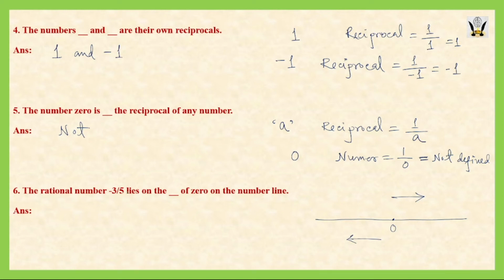That means here the question is minus 3 by 5, so it is a rational number and it is negative. So since it is a negative number, definitely it will lie on the left side of 0 on the number line. So here the proper answer will be: the rational number minus 3 by 5 lies on the left of 0 on the number line.